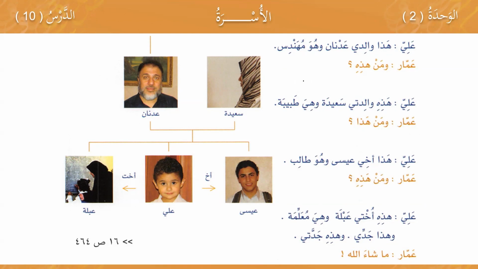Ali: هذا والدي, this is my father, and Adnan is the name of the father, so هذا والدي Adnan, and this is my father Adnan. وهو مهندس, and he is an engineer. Wow means and, هو مهندس, he is an engineer.